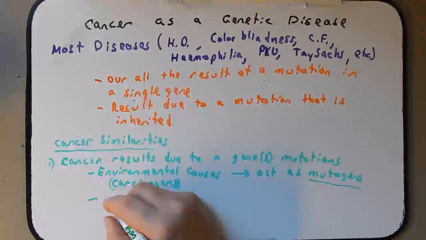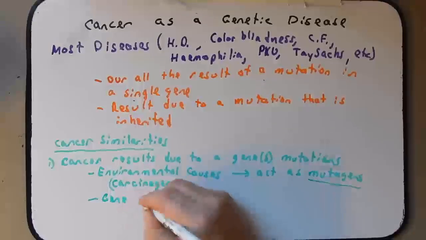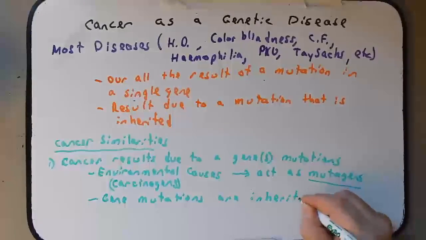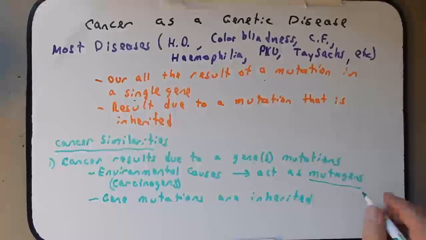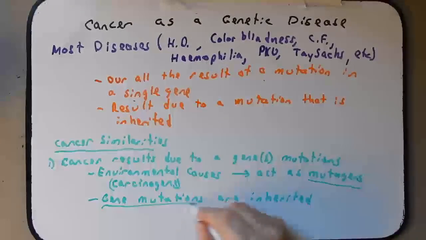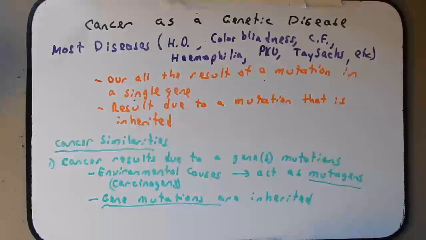In less common incidences, gene mutations are inherited. We often think of cancer being passed down, and in some cases it can be, but most cancers arise due to new mutations and not things that are passed down. But if you do inherit one of these particular gene mutations, then your chances of developing cancer go way up. It's just that they don't usually occur this way.